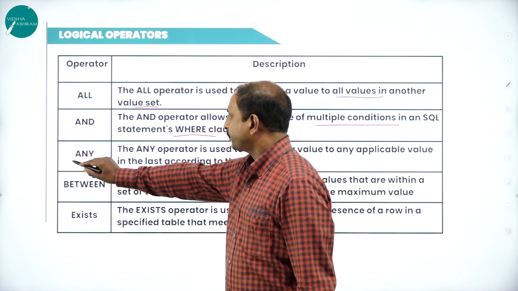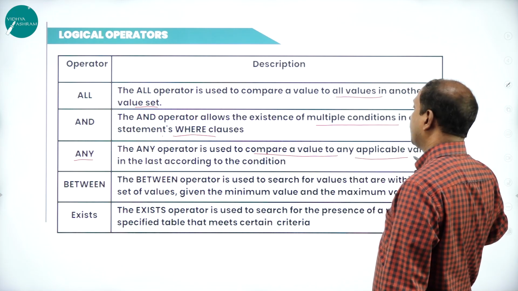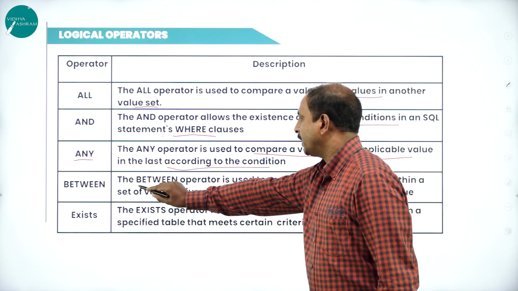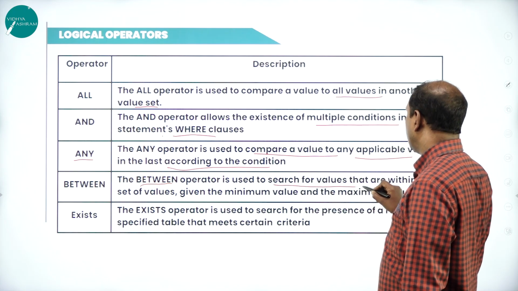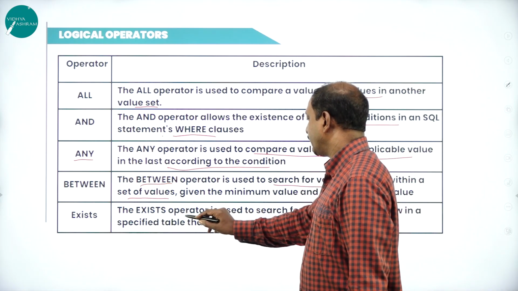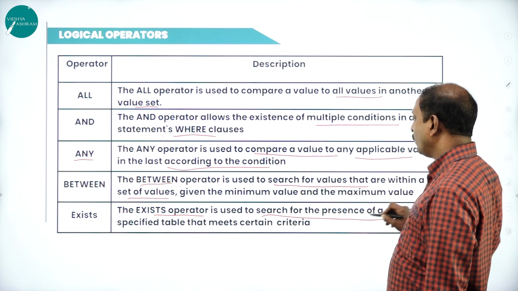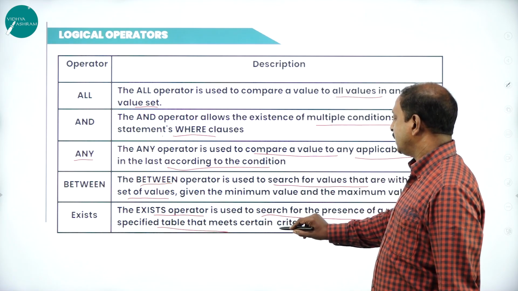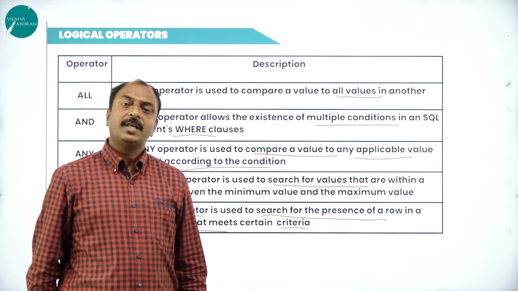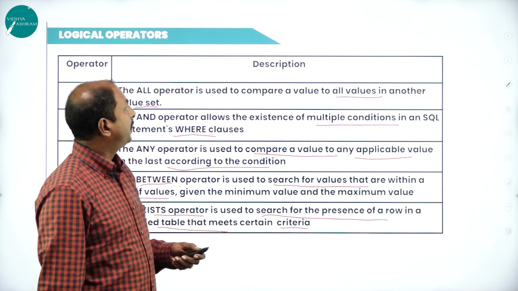Similarly, the ANY operator is used to compare a value to any applicable values in the list according to the condition. BETWEEN is used to search for values that are within a set of values. The EXISTS operator is used to search for the presence of a row in a specified table that meets certain criteria based on certain conditions. So the EXISTS operator is used to search for a particular record. These are all different logical operators of SQL. Now let us move on to the next slide.